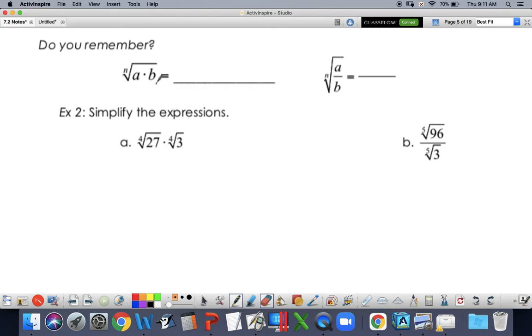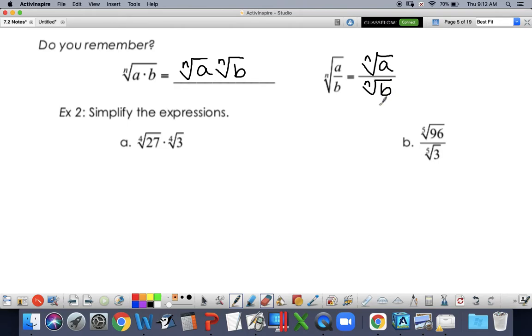We may not have realized that we've used these before. We did it before with square roots, but if I have two numbers under here that are being multiplied, I can break out the radical into its two separate products. Also over here with the division, I can break that apart into its two separate quotients. So the nth root of a over b is the same thing as the nth root of a divided by the nth root of b.